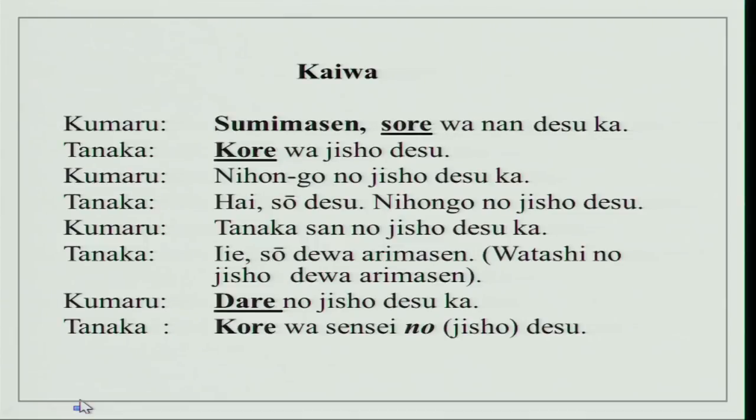So this is between two people. I'm sure some of it you would have understood. Some of it I will explain. There are a few new words for you. Sumimasen. Excuse me. Sore. Sore wa nan desu ka? So now these are new words.